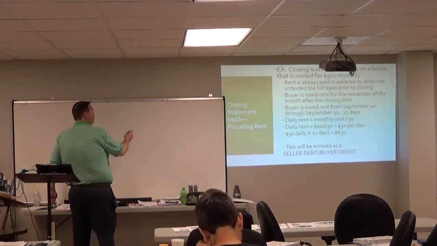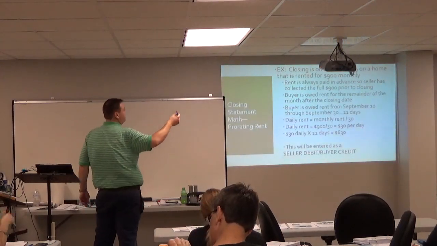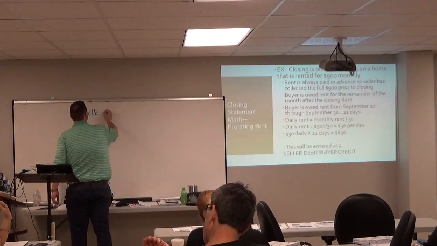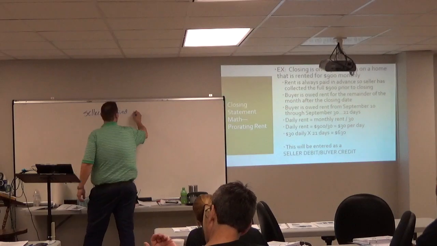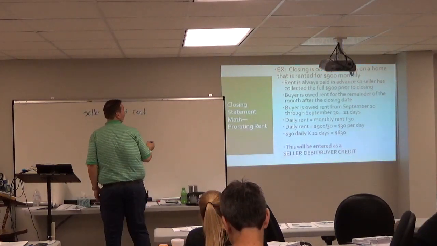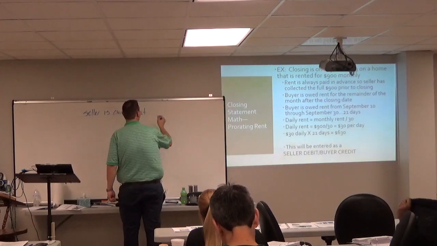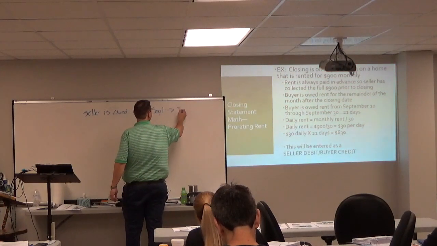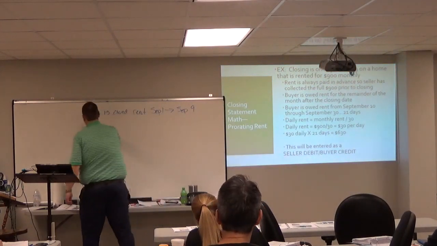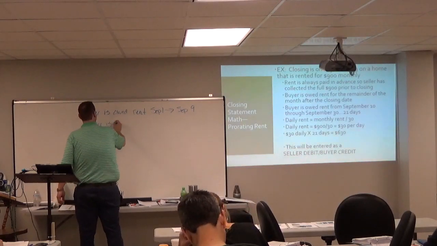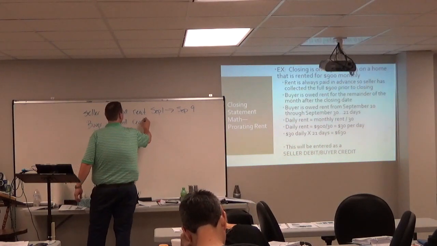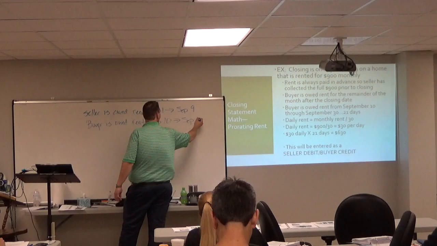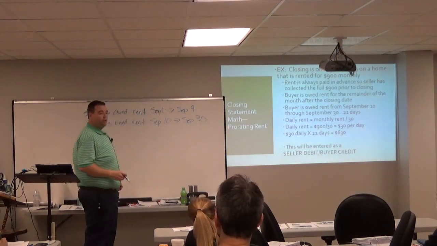Because it's rent. So in this example, it says closing on September 9th on a home that's rented for $900 monthly. I would write seller is owed rent from what date to what date? Closing on September 9th, so what would I write down? September 1st through September 9th. And then buyer is owed rent from September 10th through September what? 30th. Does everybody follow me on that?